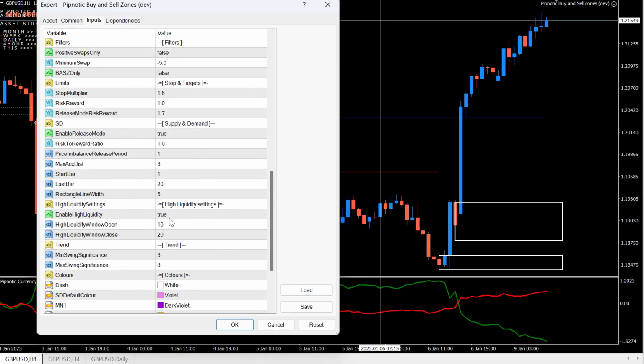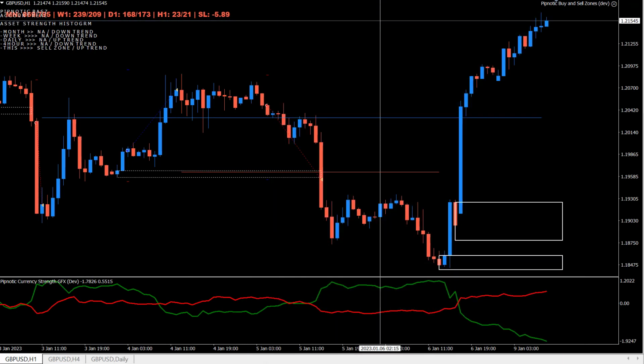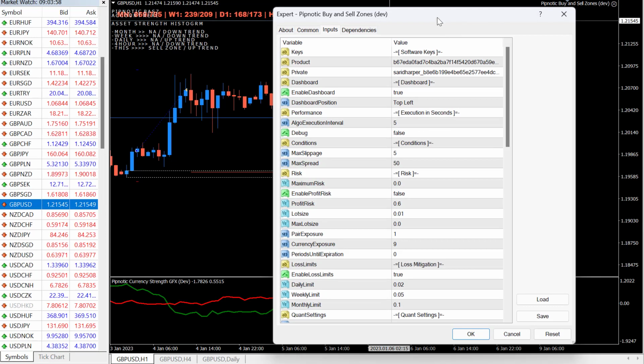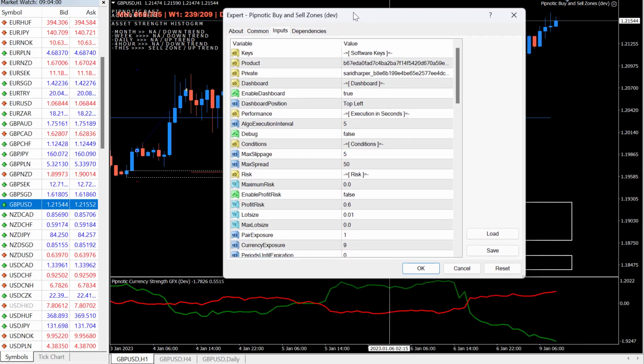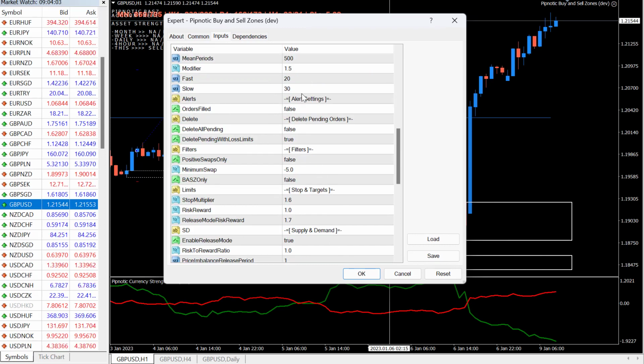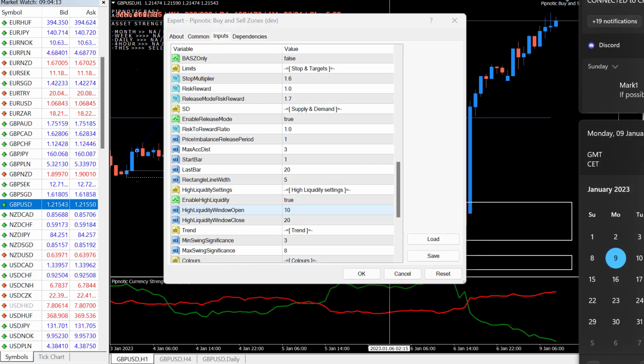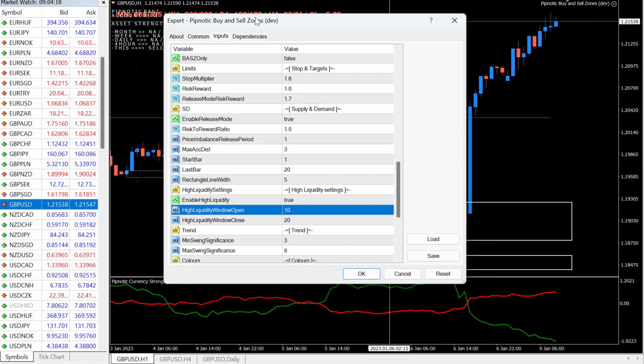Here, high liquidity settings. This is set to true. And this means, I have to open this, that it's going to start looking for trades at, where are you? There. At 10 o'clock my broker time, which is in about 1 hour, which makes that GMT 800 hours. That's 8 o'clock in the morning GMT.